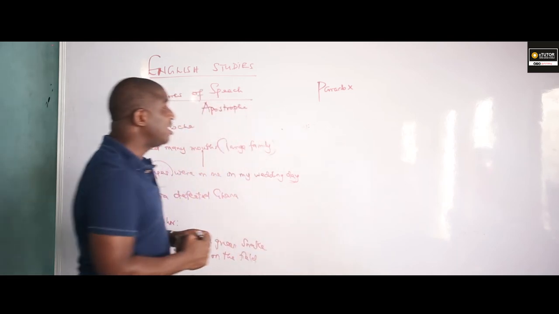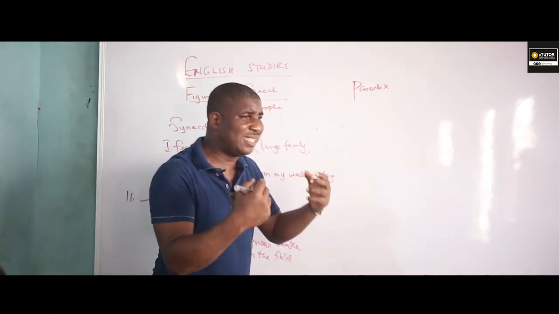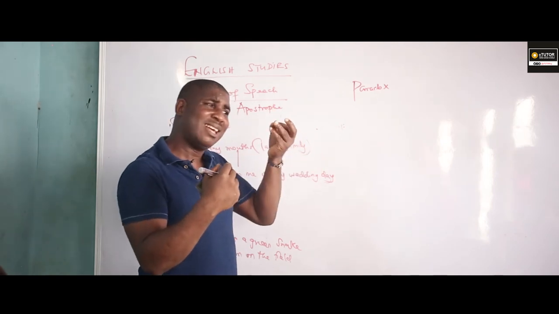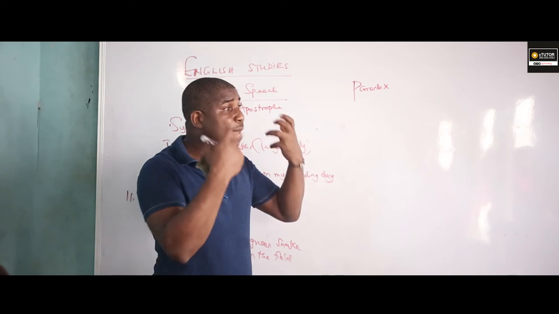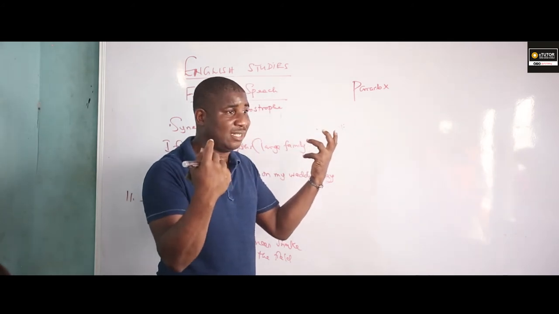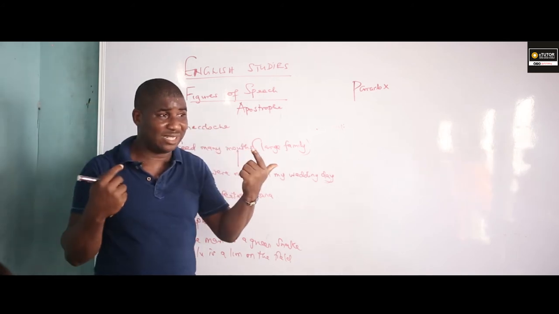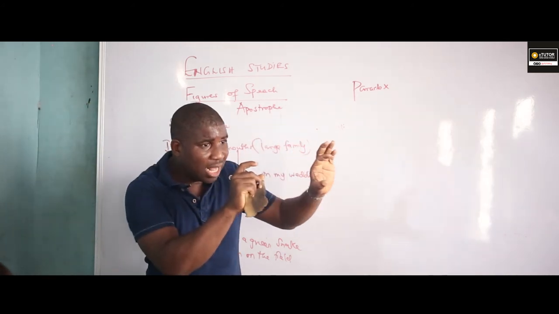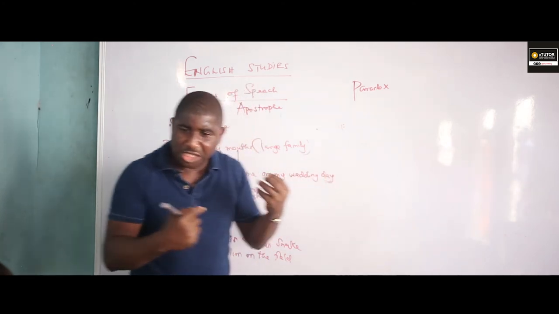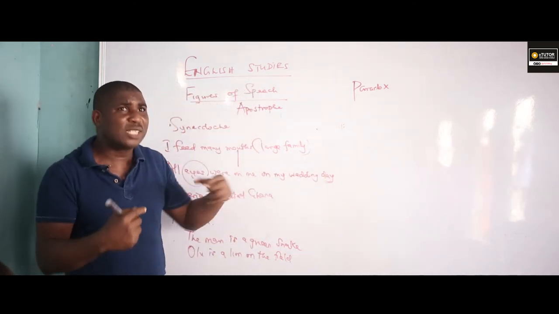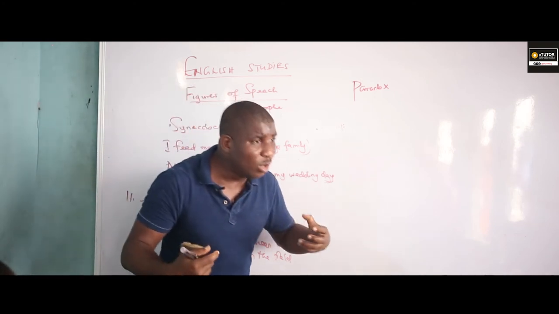Paradox. Now, paradox is a figure of speech in which the statement appears incredible. The statement appears absurd at first sight. When you see the statement for the first time, it doesn't make sense. But when you have a closer look at the statement, you discover that the statement is portraying the truth. So paradox is more of an absurd statement, an incredible statement.